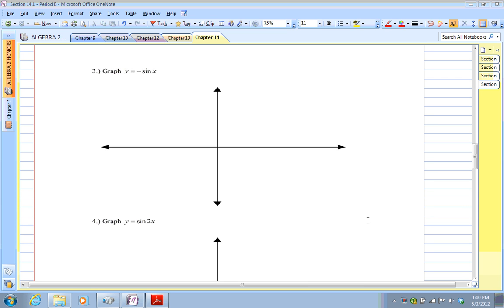Okay, so let's look at number 3. What do you think that's going to do? Oh, so it's like a reflection. Yeah, exactly. So it's going to flip over the x-axis. All right. So it flips over the x-axis.